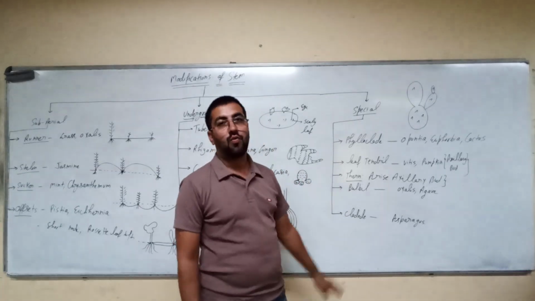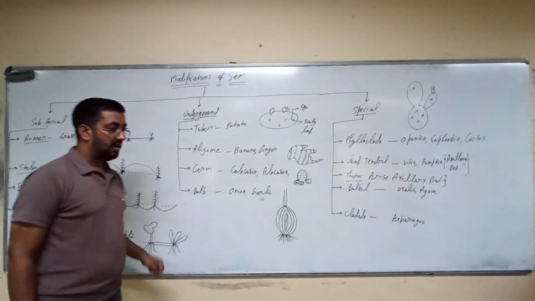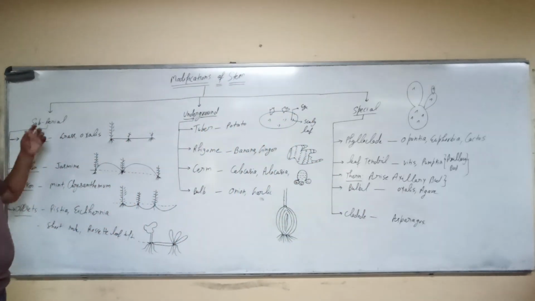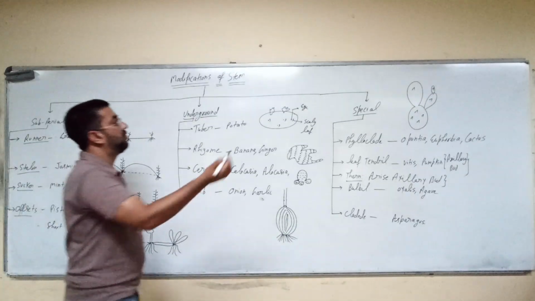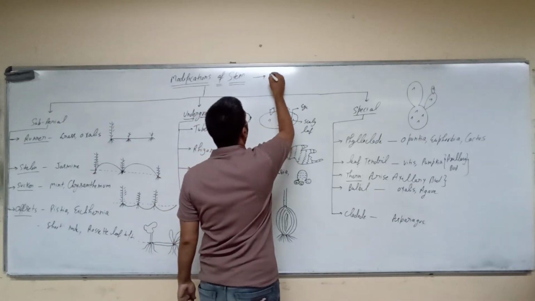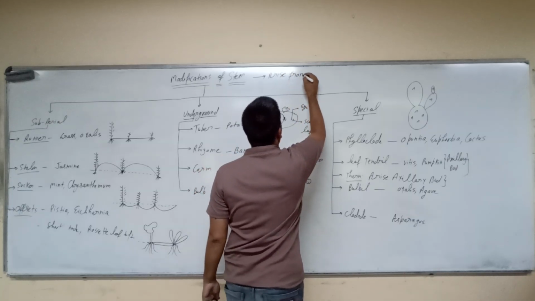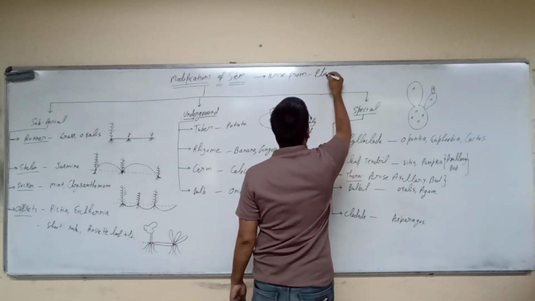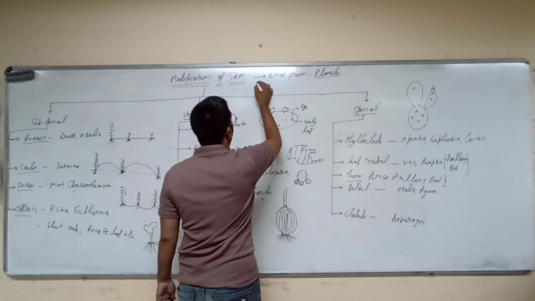So these types of modification are present in the stem. Again, just one or two modifications of stem. Stem arises from the plumule.